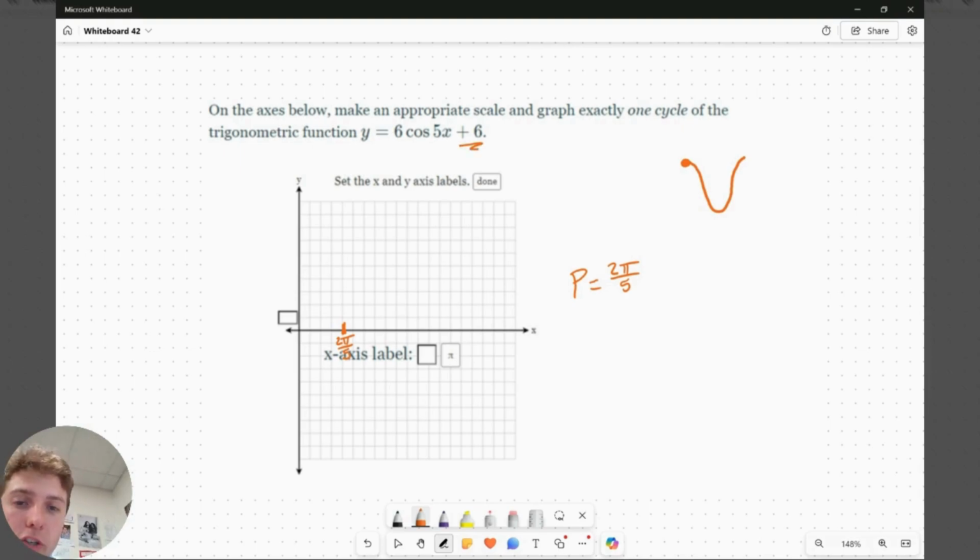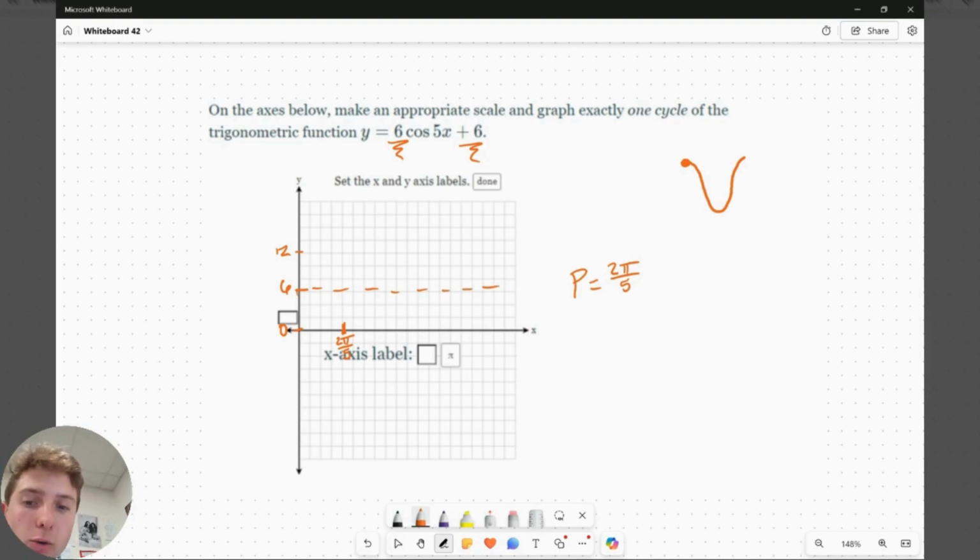We know our graph is shifted up 6 units. I'm going to scale it the same as I ended with on the last one. So each y value will be 2 units. So I'm going to get to 6 right here. But I also know the amplitude from there is also another 6 units. So that means I need to get up to 12 and I need to get down to 0. Okay, here's our midline.